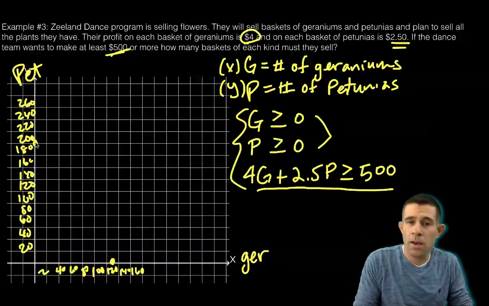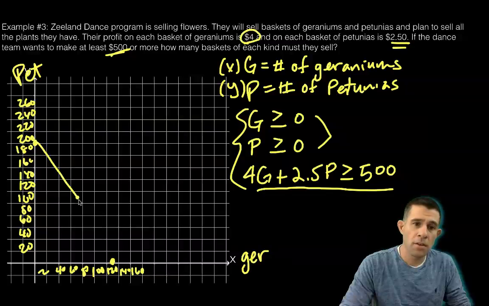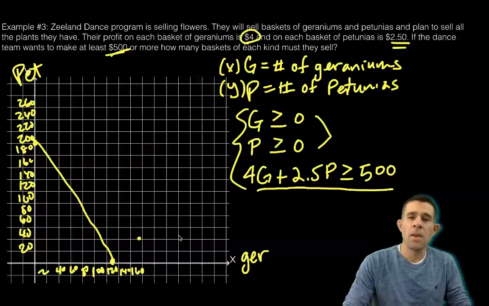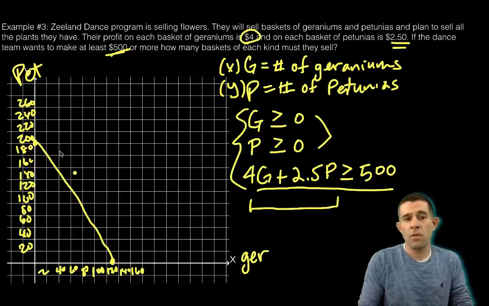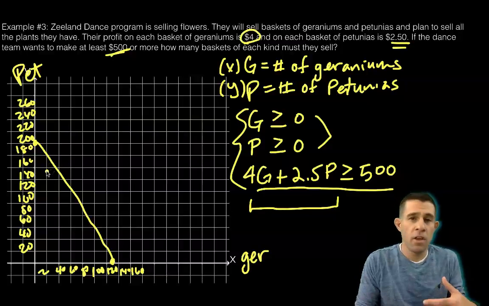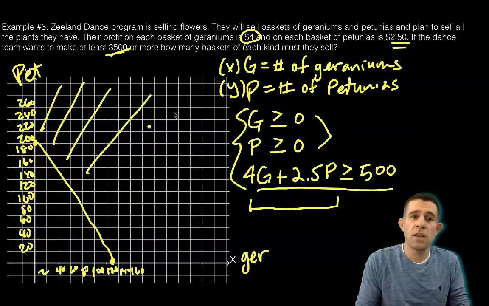So there's our y-intercept. Now, keep in mind this is a solid line because it has to be greater than or equal to. So we are going to connect those intercepts like this. And remember, we want the profit. So this line indicates where the combinations of petunias and geraniums actually have a profit of 500. But we want greater than it, so we want everything shaded above that line, so to the right of it in this case.